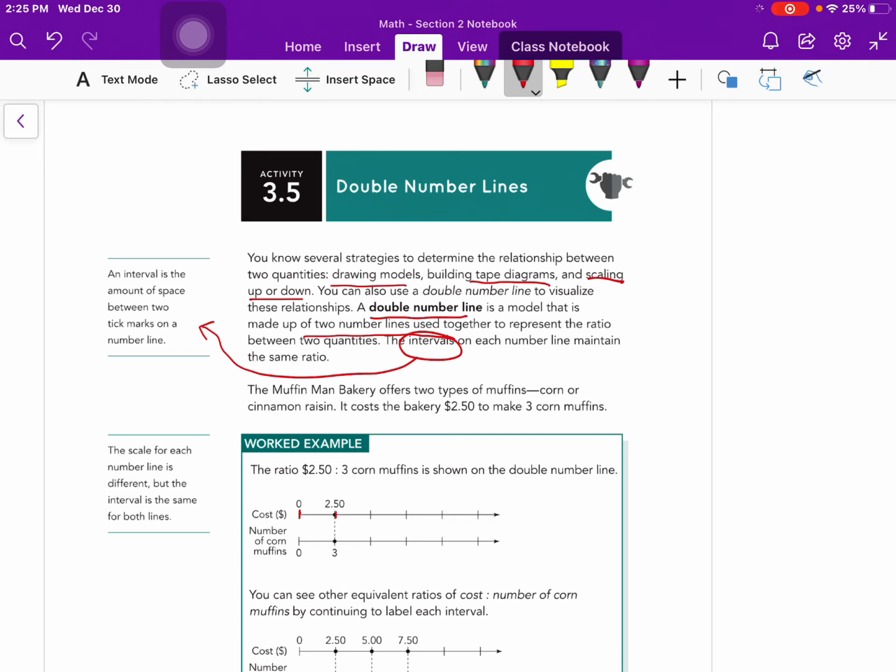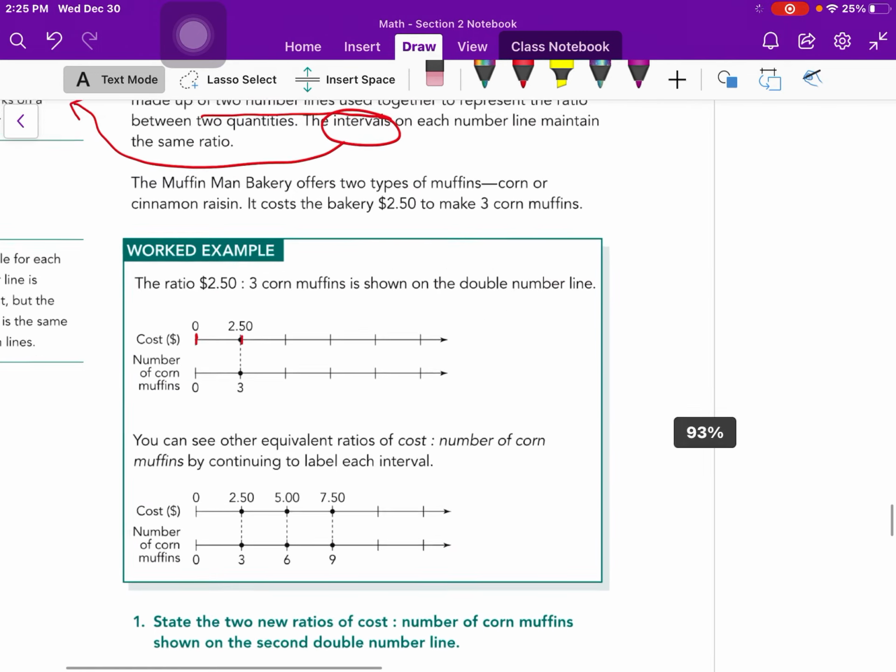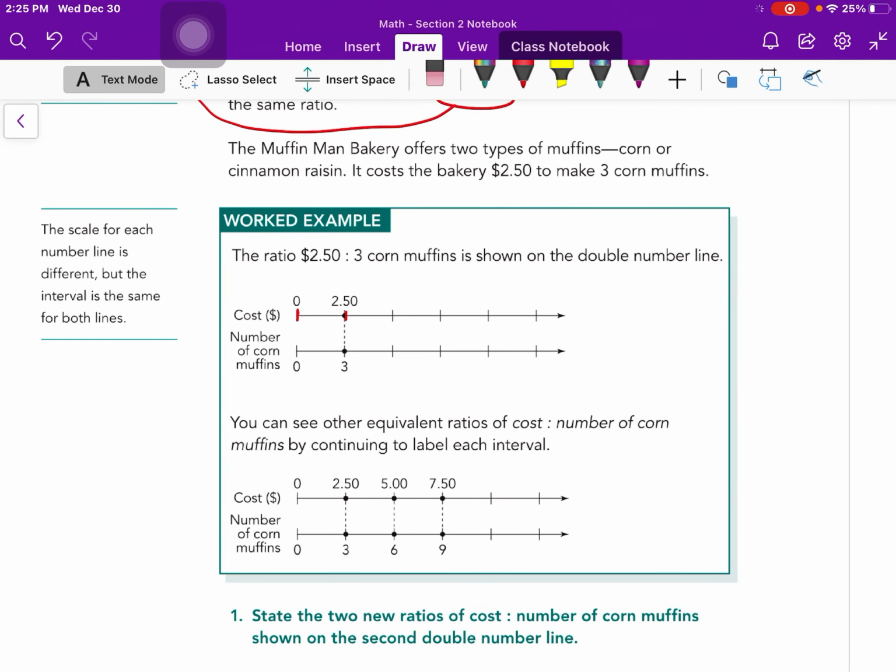All right, so the Muffin Man Bakery offers 2 types of muffins, corn or cinnamon raisin. It costs the bakery $2.50 to make 3 corn muffins. The worked example. The ratio $2.50 to 3 is shown on a double number line. In this double number line, the cost is on the top and the number of muffins is on the bottom. So you can see for 3 muffins, it costs $2.50. You can see other equivalent ratios of cost to the number of corn muffins by counting to label each interval.